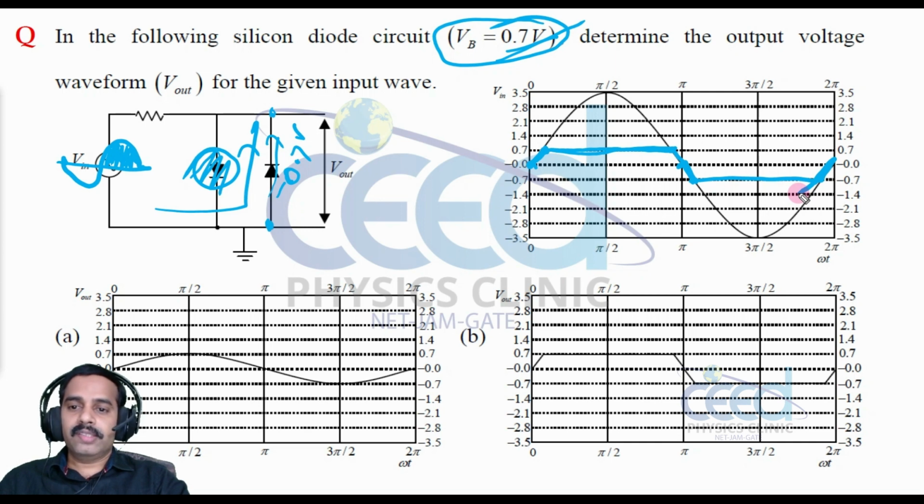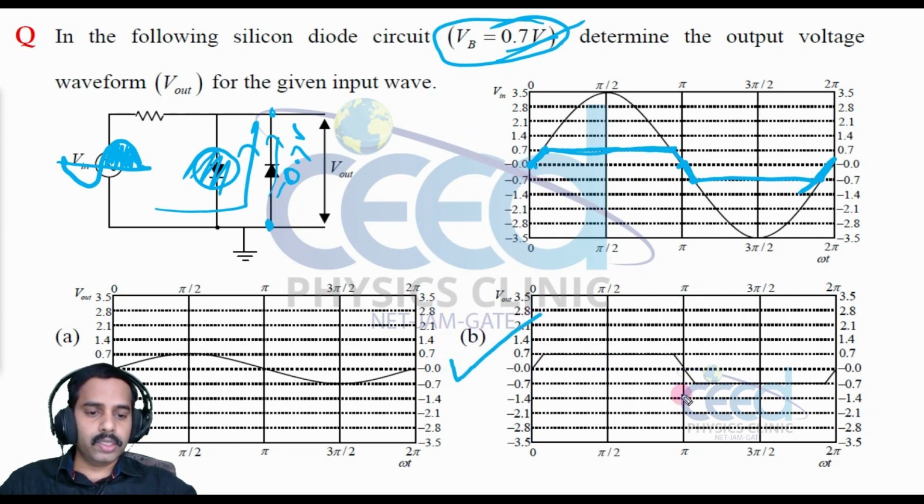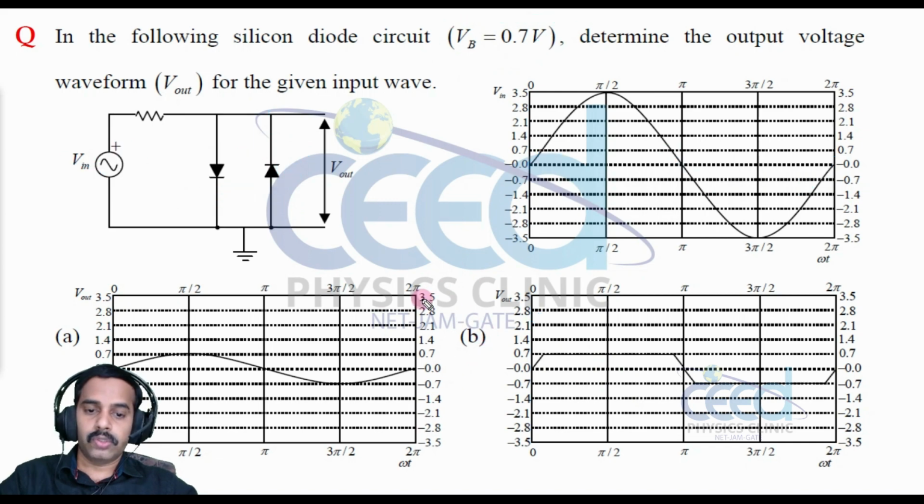So basically this is a clipping circuit. We have already studied what a clipper circuit is: a diode with a resistance connected in series with a voltage source. We can produce the clipped output based on the desired value we are giving. So option B is correct, with minus 0.7 here. So option B is correct.